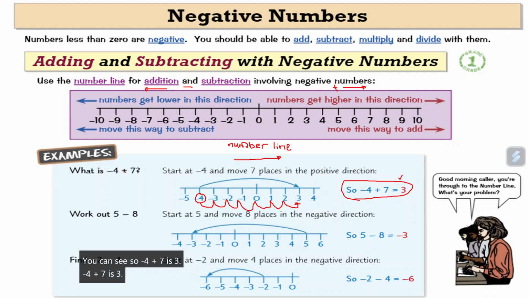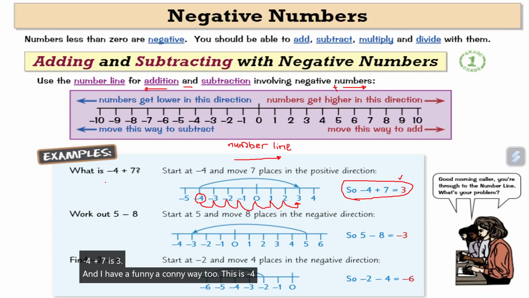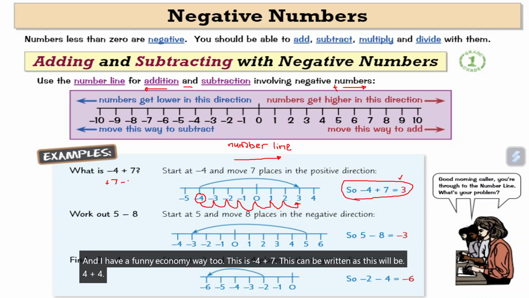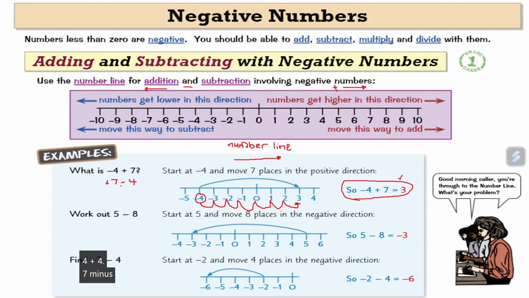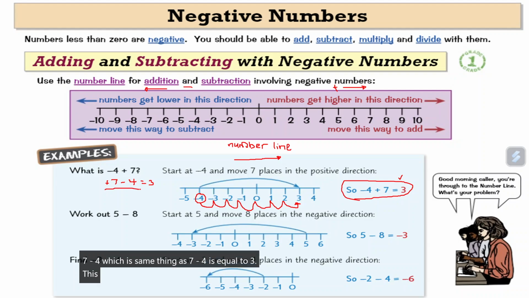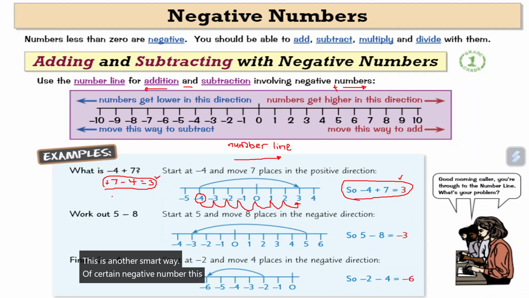And I have a funny way too. This is -4 plus 7. This can be written as 4 plus 4 plus 7 minus 4, which is the same thing as 7 minus 4, equal to 3. This is another smart way of solving negative numbers. This is encouraged if you find yourself in exams.